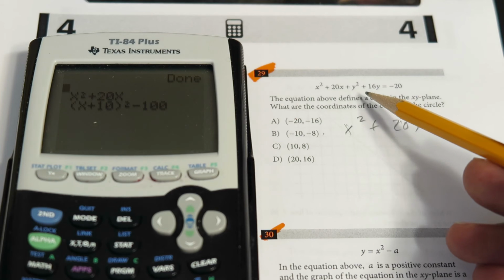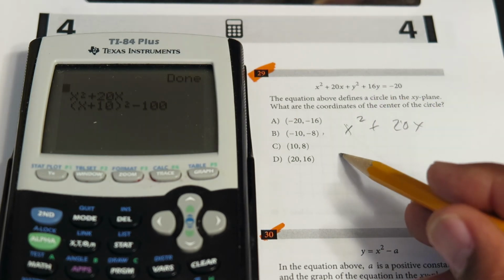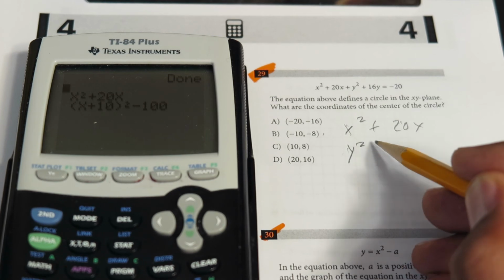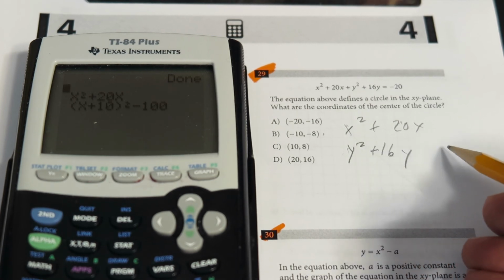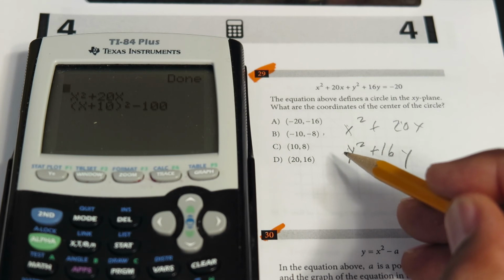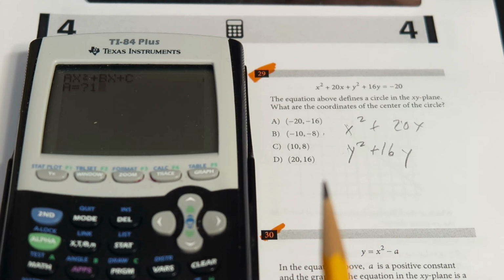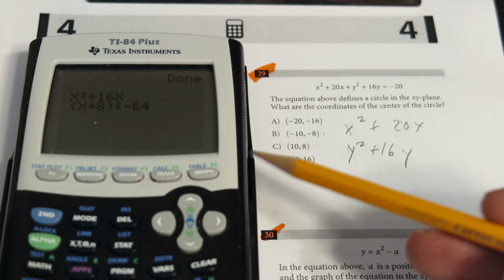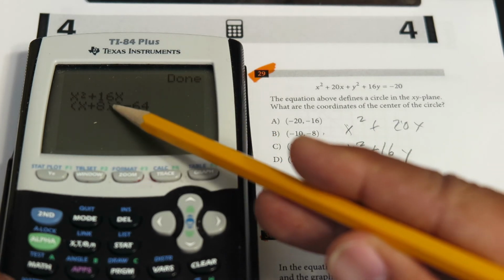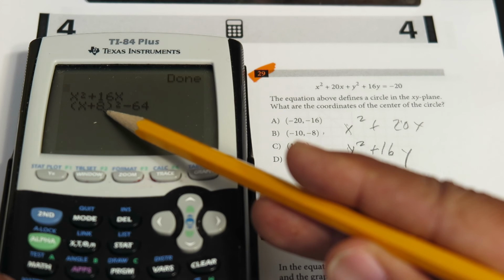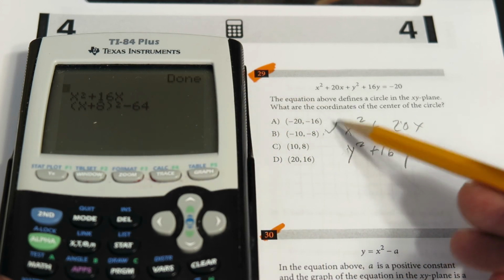Now, if you wanted to, you could do y squared plus 16y, right, and complete the square on that. Let's do that. So we're going to do the standard. We're going to go 1, 16, 0, and then we're going to choose option 2. And it tells us again that the coordinate will be, since this is a plus 8, that the vertex is going to be at a negative 8. So this is definitely our answer.